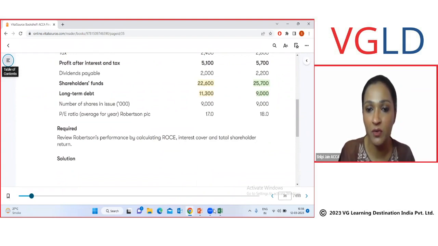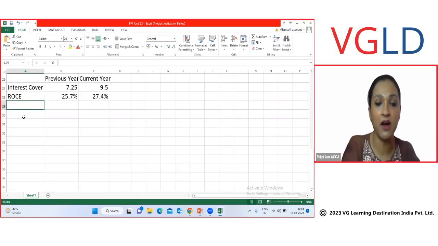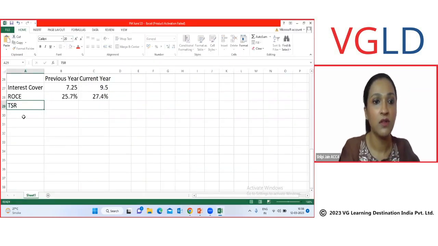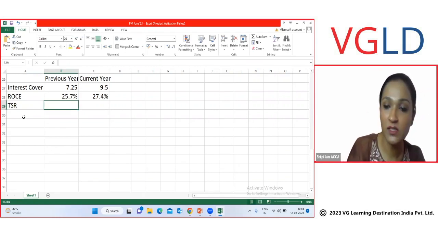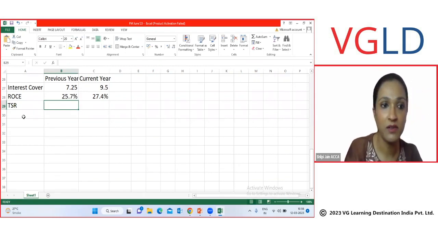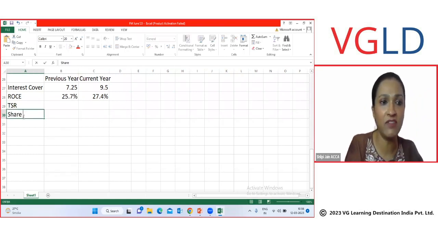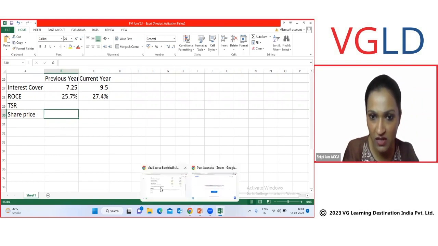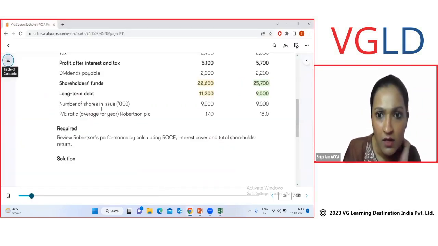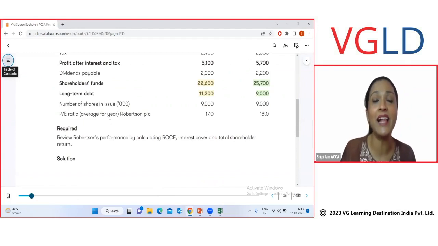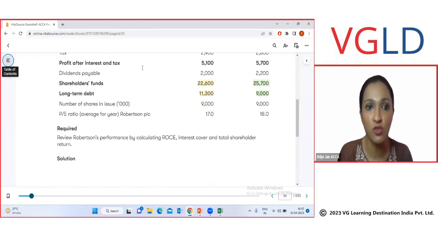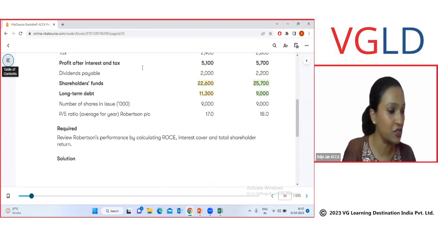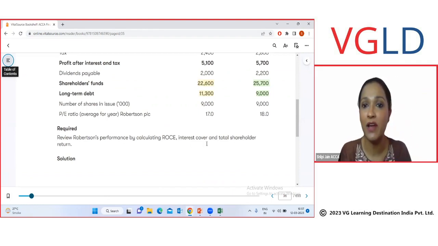Total shareholder return. Okay, so TSR is what we need to calculate now. For that we obviously need the share price, right? Do we have the share price given to us? Let me see if we have the share price. I don't think it's given directly. Okay, so PE ratio is given. So can I calculate my share price? Yes, I can. Number of shares is also given to us. And also profit after interest and tax is also given to us. So we have all the information available to us for which we can calculate our share price.